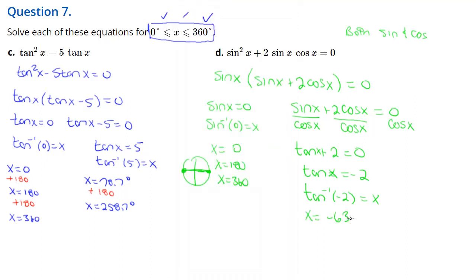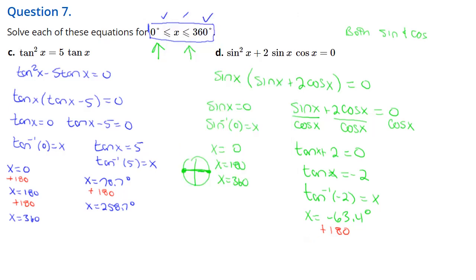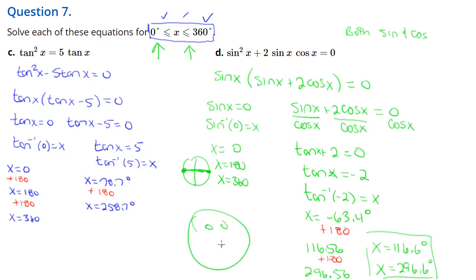I know that it's outside my domain, but all I'm going to do now is start adding 180 degrees. And I'm going to find answers that will work. I add 180. And I get one answer of 116.6. And if I add another 180, which I should still be below 360 if I do, I'll get 296.56 or 296.6. And that's all there is for that one.